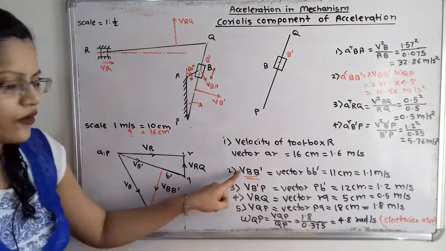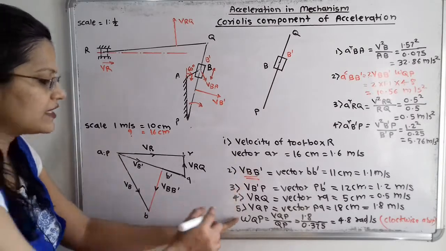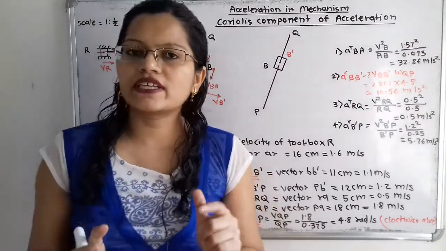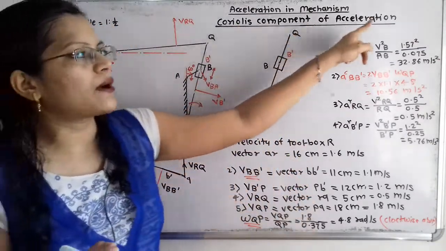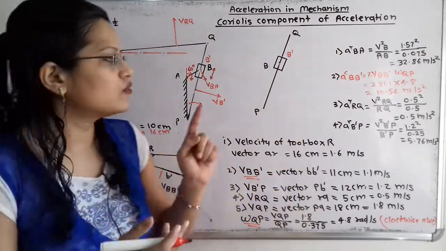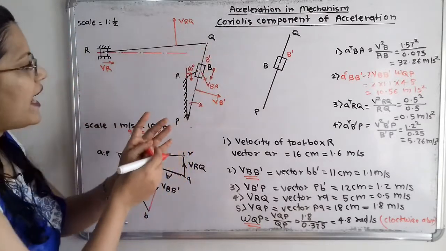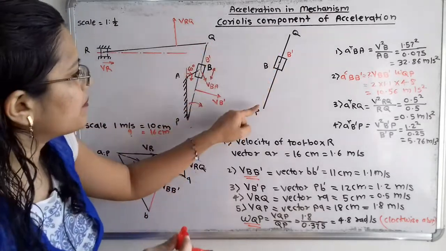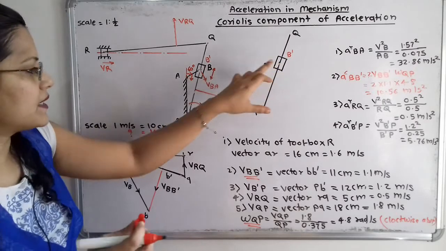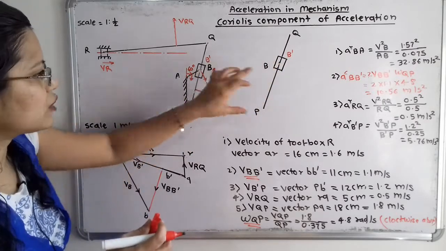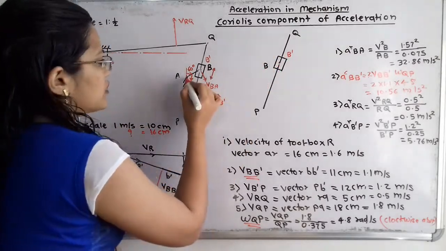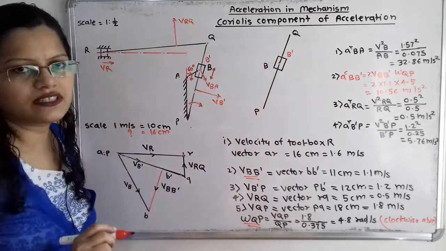Now with the help of this velocity of B with respect to B dash and the value of omega, we will find out how to decide the direction of this Coriolis component of acceleration. So now we will plot this. For that we have to plot this link PQ. We have to take a line parallel to this link PQ, and on that we have to take the distance between P and B dash, plotted as it is, and then draw here one slider. Point B is on the crank AB and B dash is the coincident point.